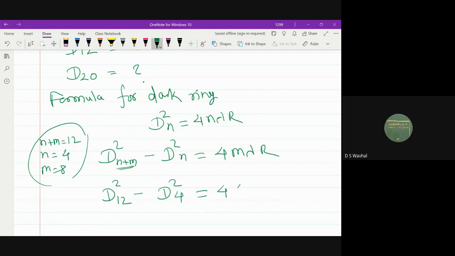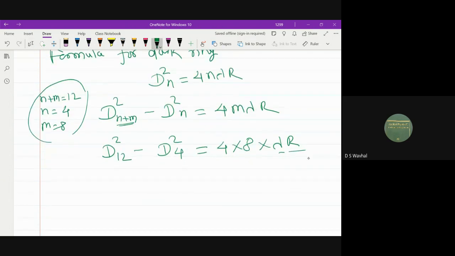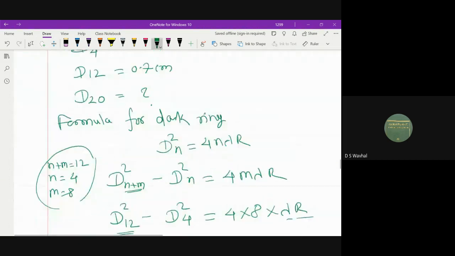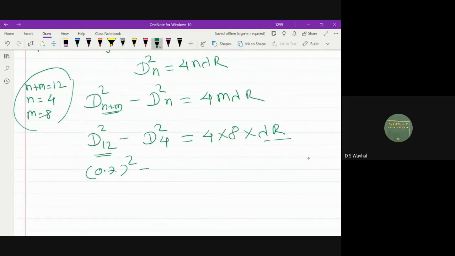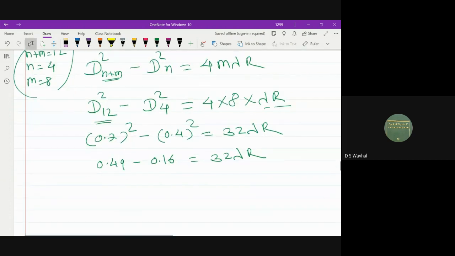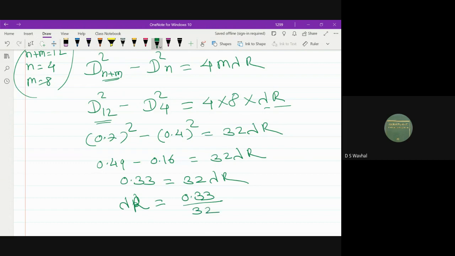So this is equal to 4 into 8 into lambda r. Lambda and r are not given, so into lambda r. The diameter of the 12th ring is given, which is 0.7 centimeter, and square of 0.7 centimeter, 0.7 square minus 0.4 square, that is equal to 32 lambda r. This is nothing but 0.49 minus 0.16, 32 lambda r, and this difference 0.33 is equal to 32 lambda r. So we get lambda r is equal to 0.33 divided by 32.